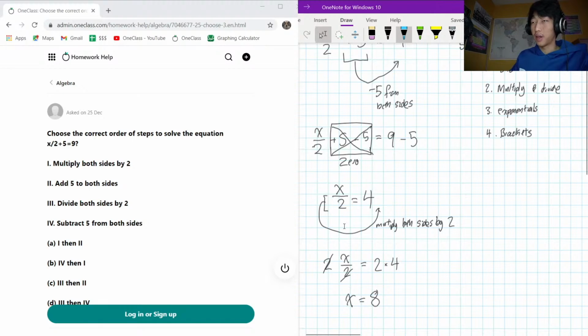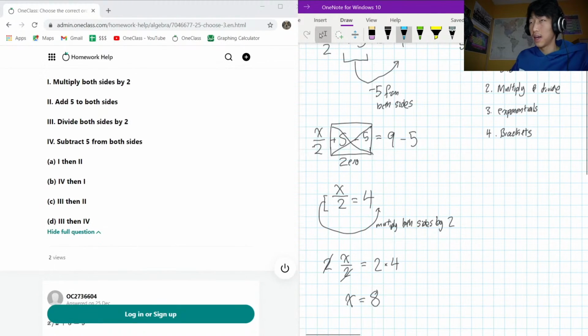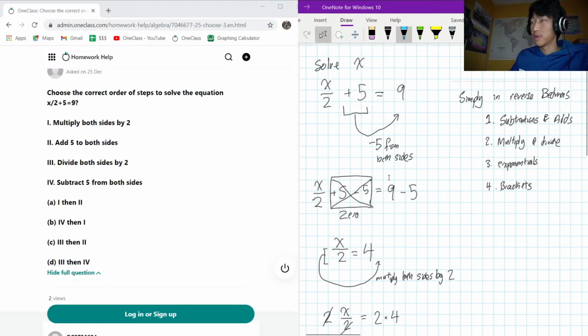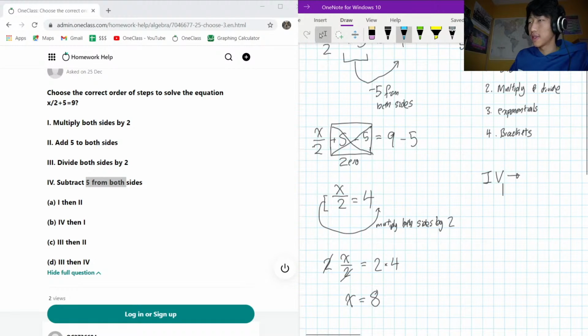Okay, so that's how we did it. When we simplified this whole thing, we got x equals 8. And what was the order of steps that we had to operate through? So the first thing that we did was subtract 5 from both sides. So the first thing that we did was step 4. And then afterwards, we multiplied both sides by 2. So that's 1. Step 4, step 1. Okay, and that was our process.